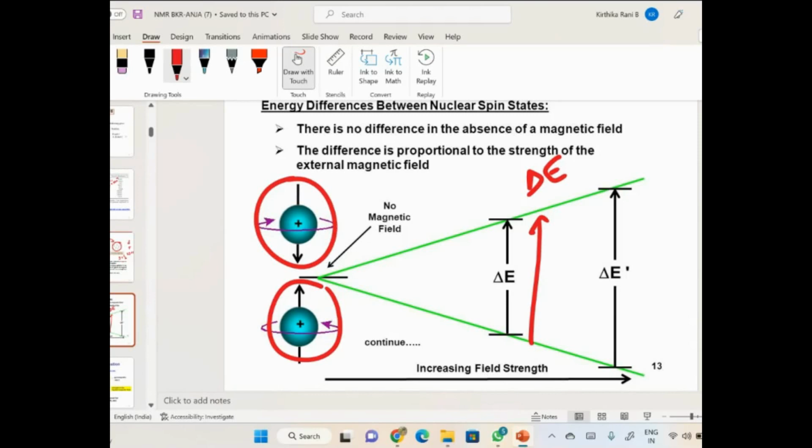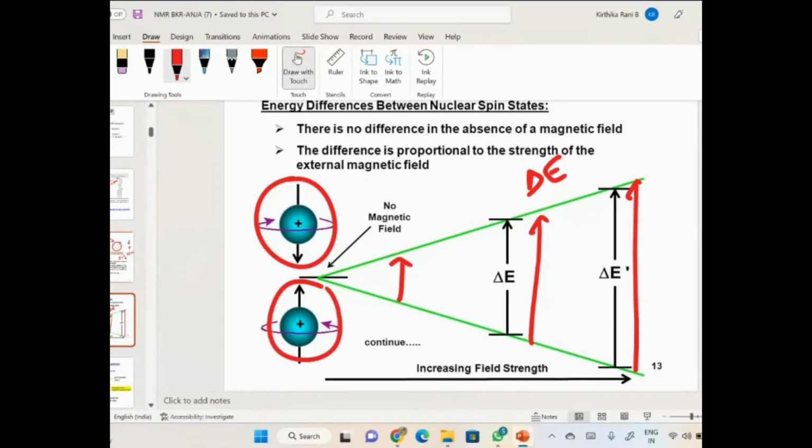Here the states split because it is behaving like a tiny bar magnet, and in the presence of an external field, it splits into two states. One is the plus half state, or the aligned orientation. The other is the minus half state, known as the opposed orientation. The difference in energy between the two states is given by delta E. Now, as I increase the field strength, the splitting increases. You can see that with very low field strength, the splitting is very low. When I increase the field strength, the splitting is very high. What does that mean?